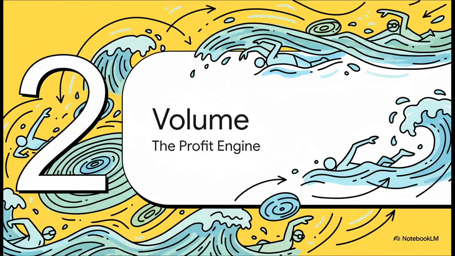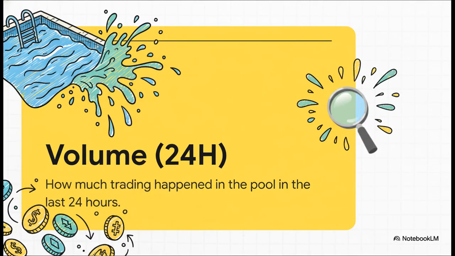Okay, so we've got our deep, safe pool. But here's the thing. A giant pool with no one actually swimming in it is kind of pointless, right? That is where our second piece of the puzzle comes in, volume. This is where the action is. And if we stick with our swimming pool analogy, if TVL is the depth of the water, then volume is all the splashing going on.